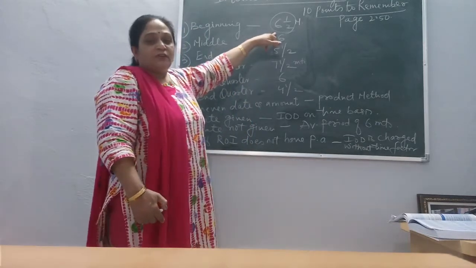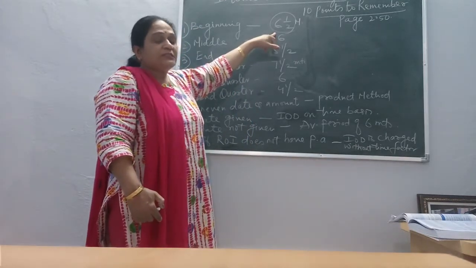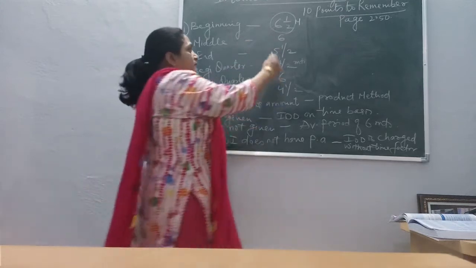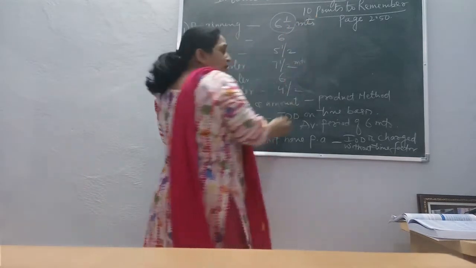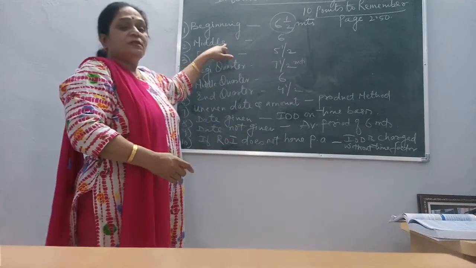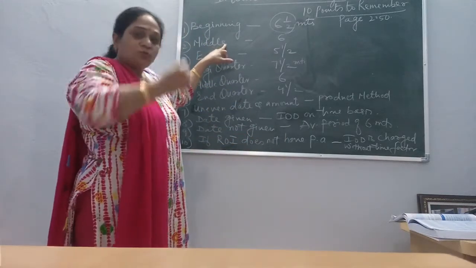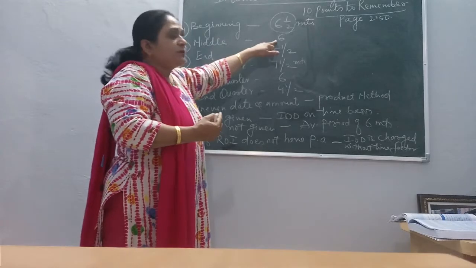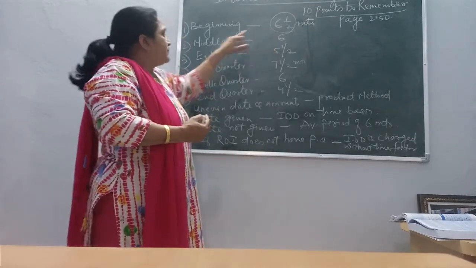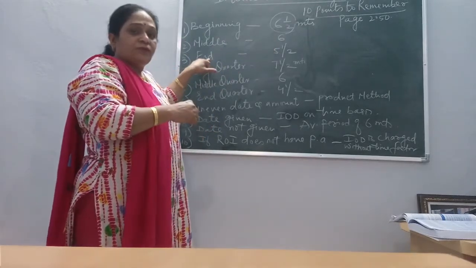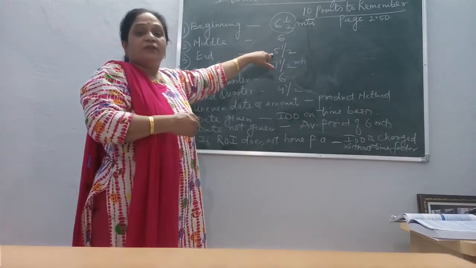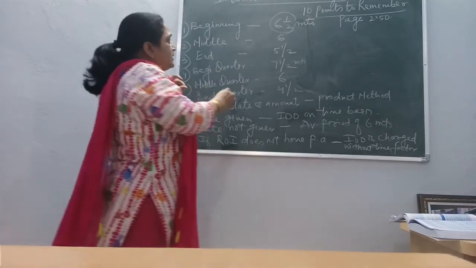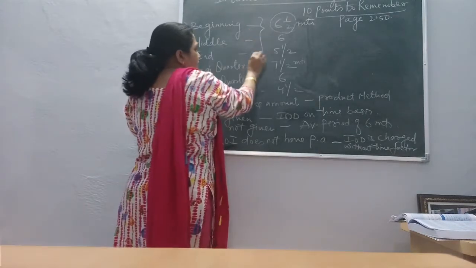will be charged for 6.5 months only. If he withdraws in the middle of every month throughout the year, interest will be charged for 6 months. If he withdraws at the end of every month throughout the year, interest will be charged for 5.5 months. These 3 points, 1, 2 and 3.